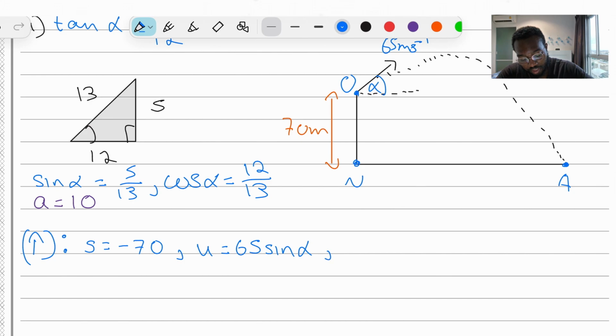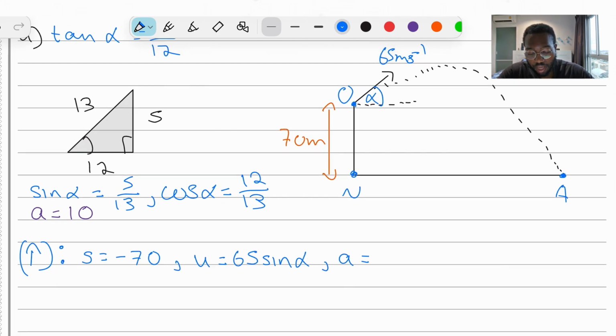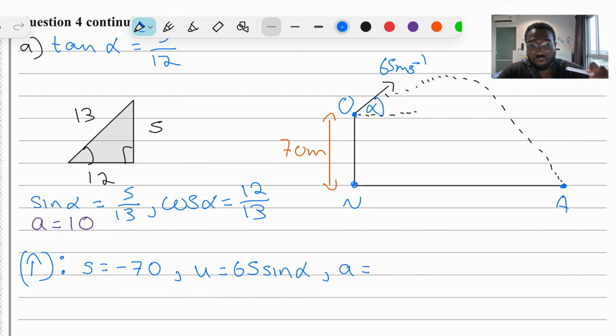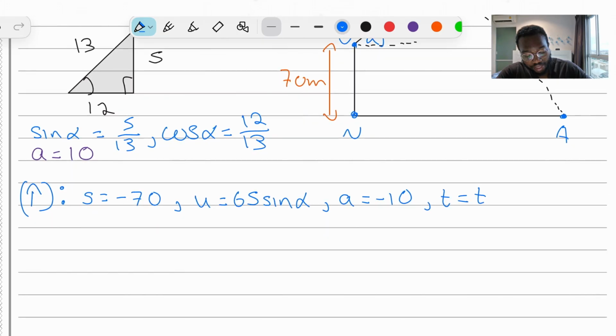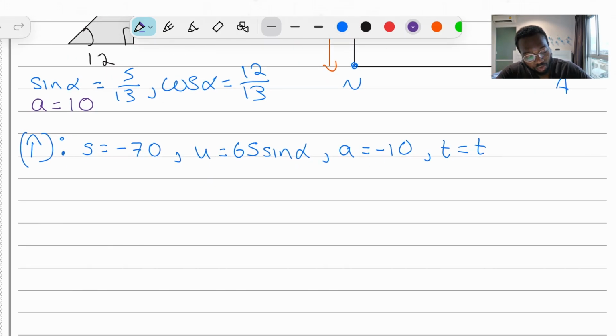We don't know what V is. We don't need to know what V is. Our A. Now, again, when we are traveling downwards, A is positive. When we're traveling upwards, A is negative. In this case, A is 10, so it will be a minus 10. And then T, that is what we want to work out, so we can just leave that as T. And we have S, U, A, and T, which means that we will use the SUVAT equation of S is equal to UT plus a half AT squared.